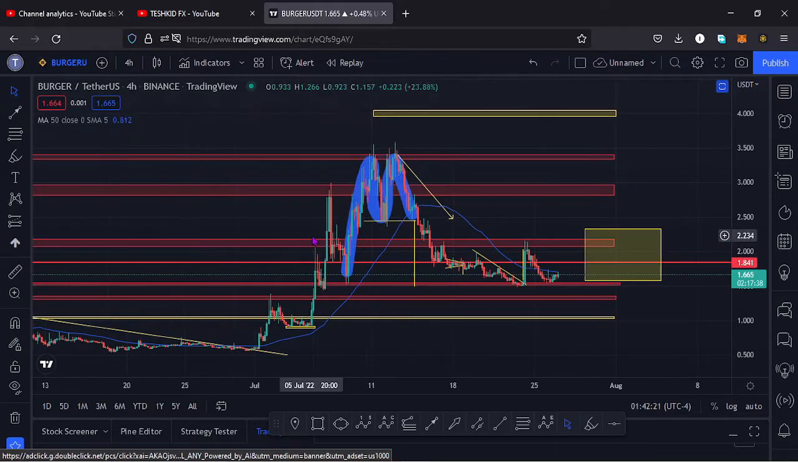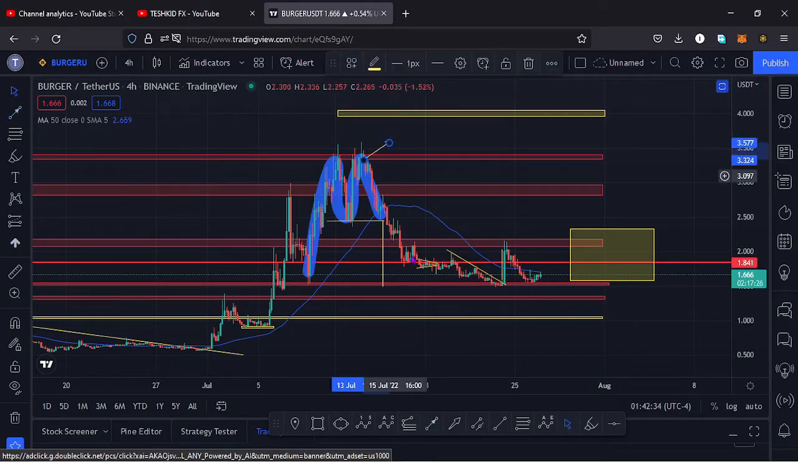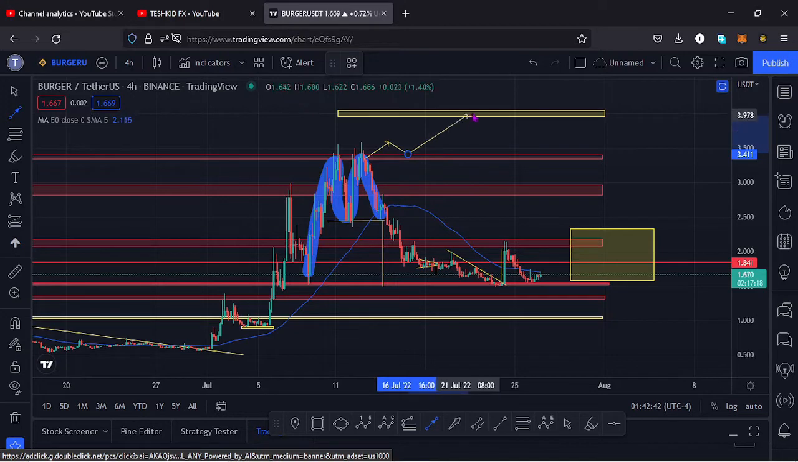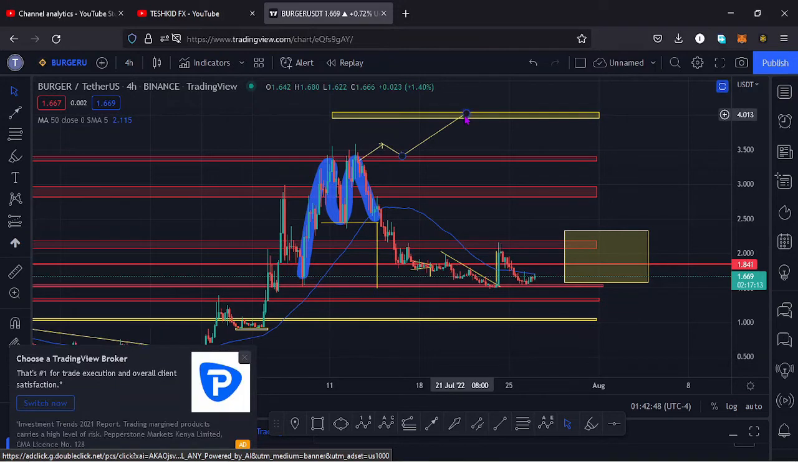I'll kickstart the video by giving a brief of what I expected to play out on this chart. I expected the price of Burger to break above this key area of resistance up here, and once we see that key area of resistance being broken, we then see a retest of that area, and once the retest is a success, then Burger could unlock even higher prices and take us to around this area up here within this yellow target, which I expected that breakout to do as a minimum.